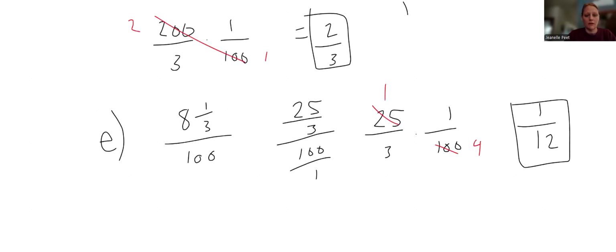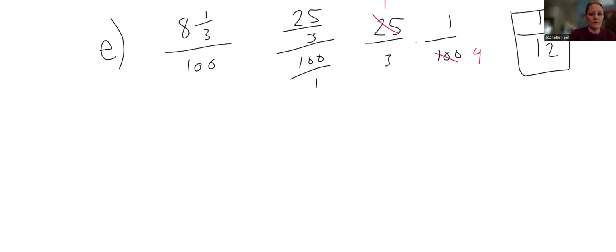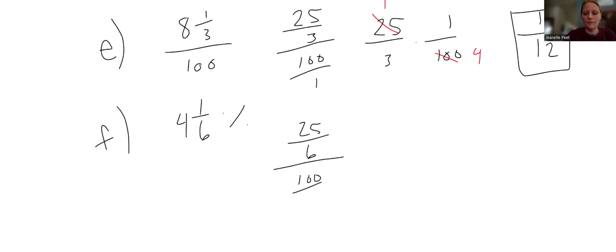Last but not least, letter F. I have 4 1/6%. I'm going to rewrite this as an improper fraction. 4 times 6 is 24. 24 plus 1 is 25 over 6. So 25 over 6 out of 100 out of 1. Rewrite this as a multiplication problem. 25 over 6 times 1 out of 100. Look for cross canceling. Divide them both by 25. Multiply across. 1 times 1 is 1. 4 times 6 is 24.